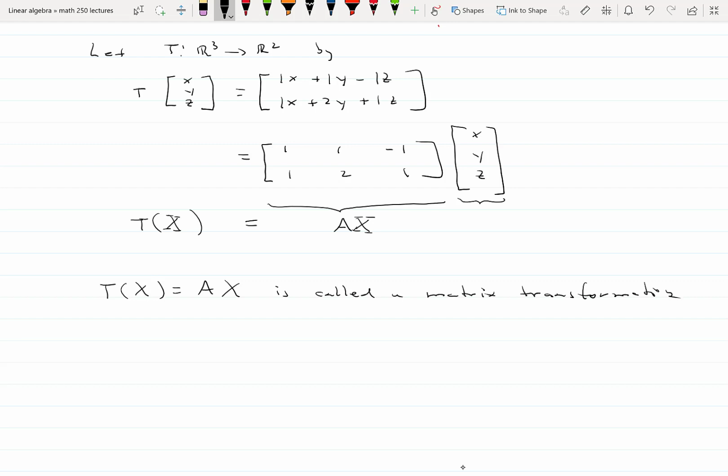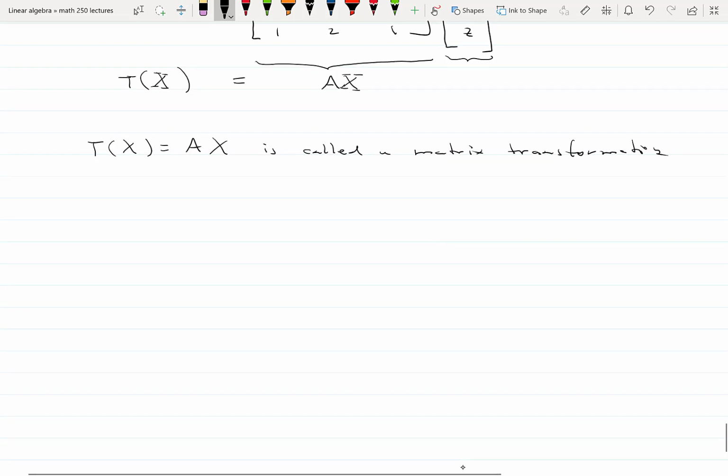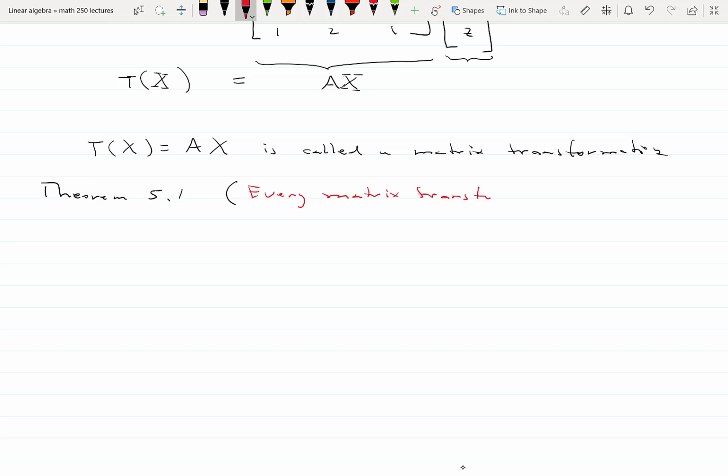Okay, and they're very, very important in STEM math, in science math. So let's take a look at a theorem from our textbook that has to do with matrix transformations. We call that Theorem 5.1. Theorem 5.1 says, I'll say this in red, every matrix transformation is a, what do you think? Every matrix transformation is a linear transformation.